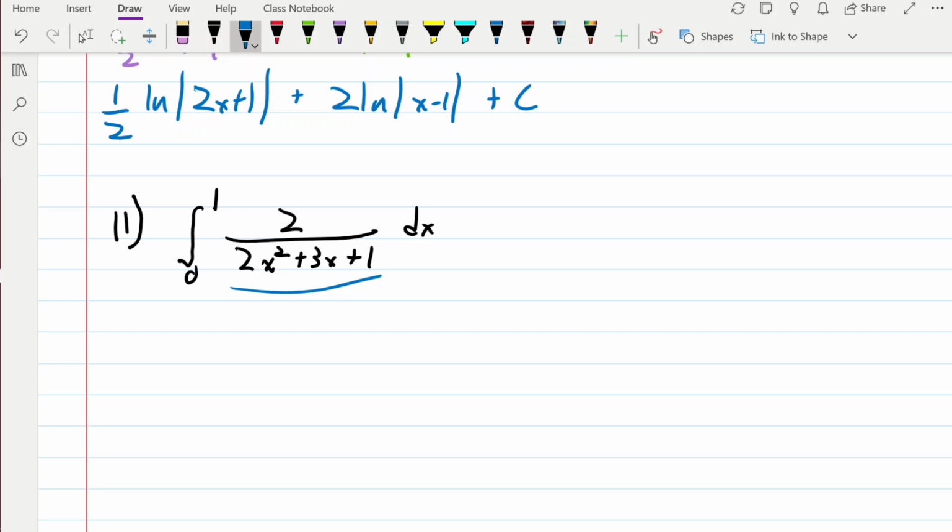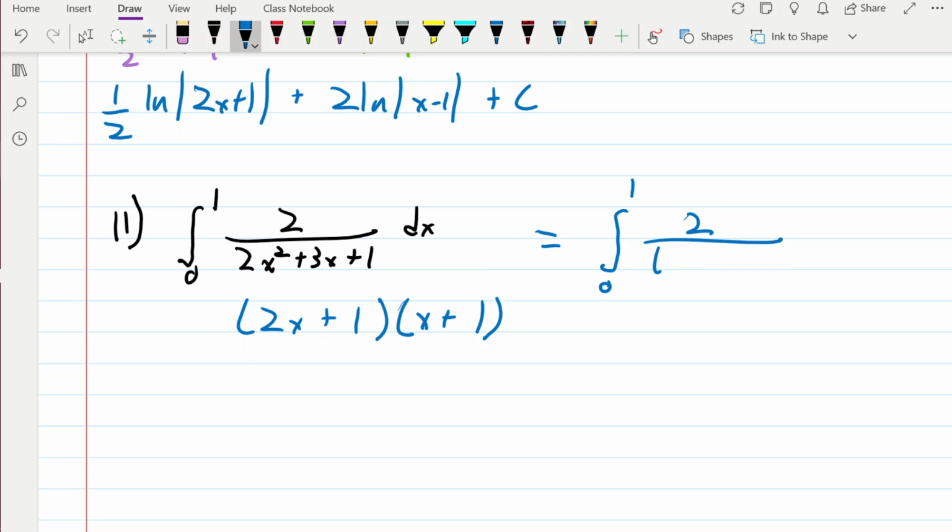We cannot factor it. Actually, wait. We might be able to. Let me see. So 2x plus 1, and then x plus 1. So that'll be 3x on the inside, the 1x out there. Actually, yeah, we can factor it. So we're just going to rewrite this as the integral of 0 to 1 of 2 over 2x plus 1 times x plus 1 dx.